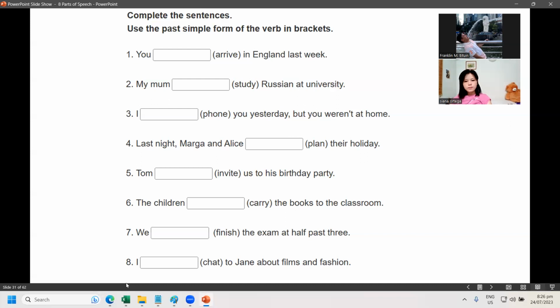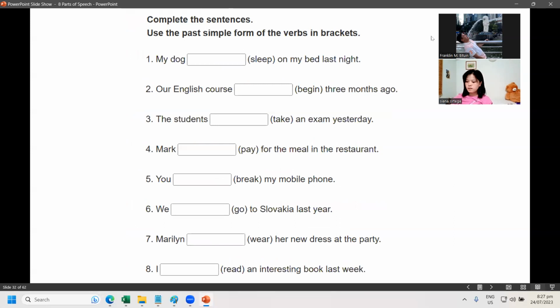You arrived in England last week. My mom studied Russian at university. I phoned. Okay, good. Last night, Marga and Alice planned. Okay, good. Tom invited us. All right, very good. Carried. All right, good. We finished. Okay, I chatted. All right, very good. Those are good. Very simple. Next, another one. Let's see.